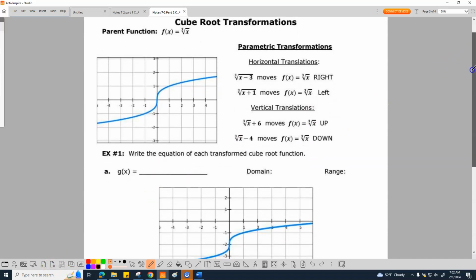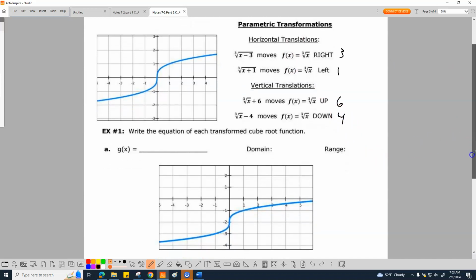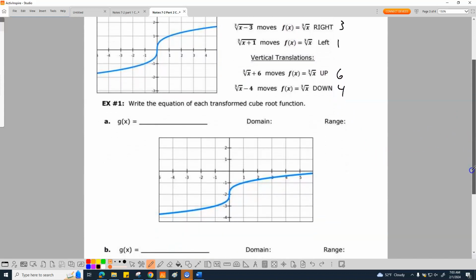This is why I didn't want to do these notes very much. It is the same transformation. When it's next to the x, your x is going to lie. So this is going to go right 3, this is going to go left 1, this moves up 6, this moves down 4. Y'all notice how this is the same stuff over and over? I don't feel I need to repeat it. You just need to know the shape. Remember what the shape is.